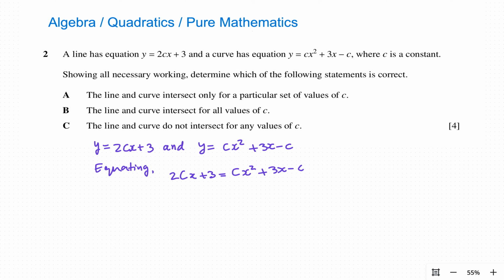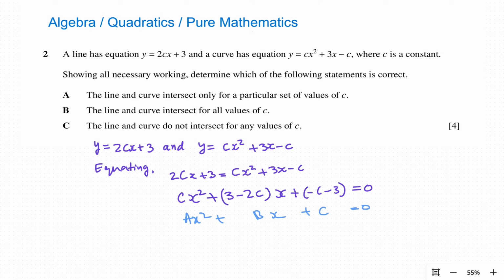So then, bringing it all to one side, we can write that cx squared plus 3x minus 2cx, so plus 3 minus 2c x, plus minus c minus 3, so that is equal to 0. So you see this is of the form ax squared plus bx plus c equals 0.